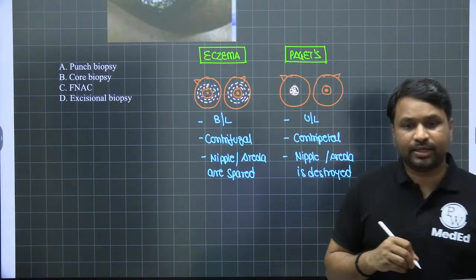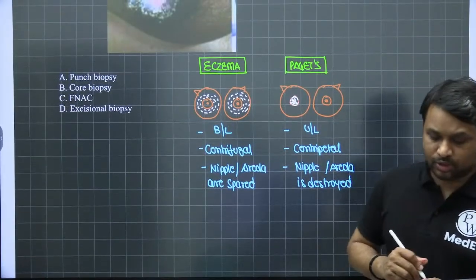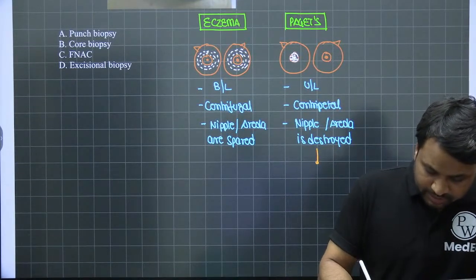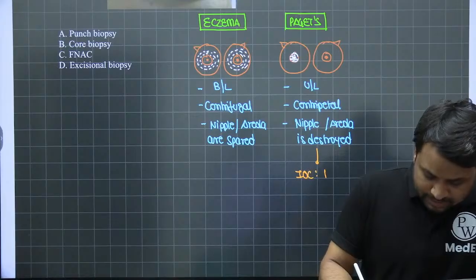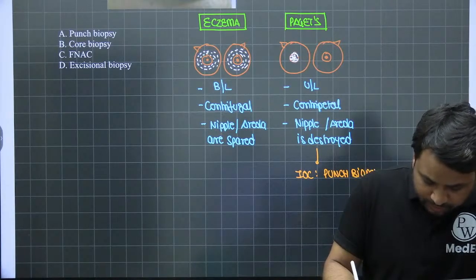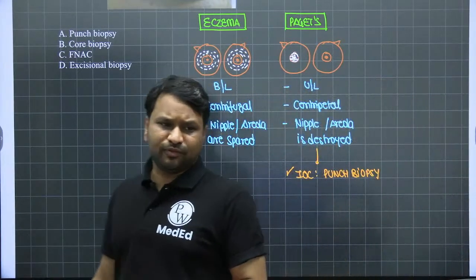Here, the nipple and the areolar complex is destroyed. This is going to be destroyed. That is in the context of Paget's. Now, when you look at Paget's, the investigation of choice for Paget's disease is going to be punch biopsy of the nipple areolar complex. Management is going to be the same as that of any other form of breast cancer.